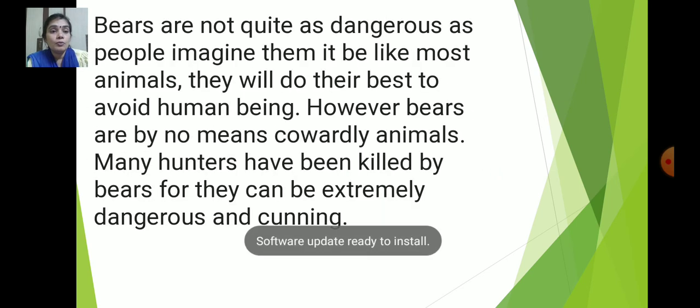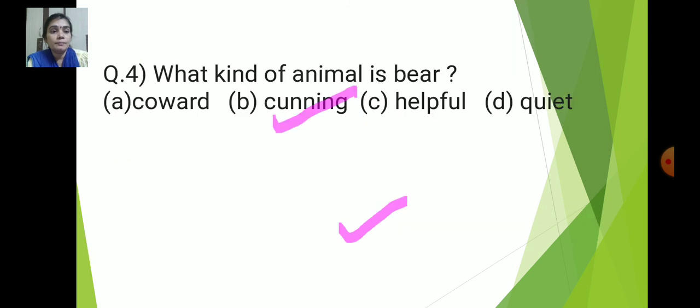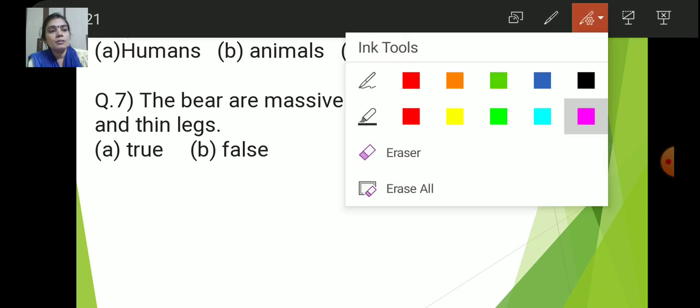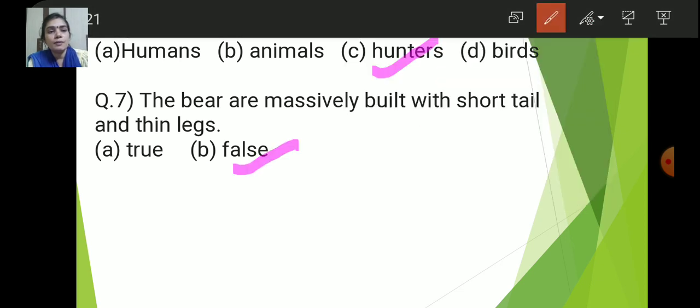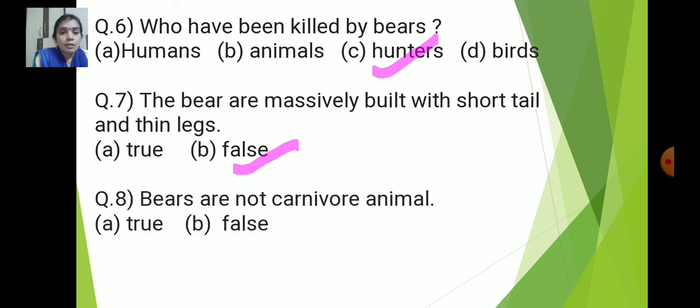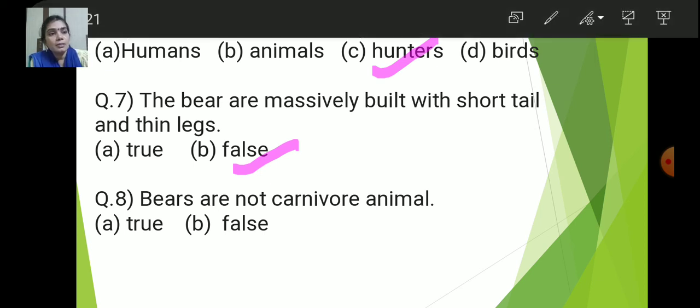So what was the option given in that? Yes, they are massively built with short tails and thin legs. So don't get confused. You should be very careful. It is given here thin, so it is wrong. The answer is false. And number 8, bears are not carnivore animals. Yes, it is true.